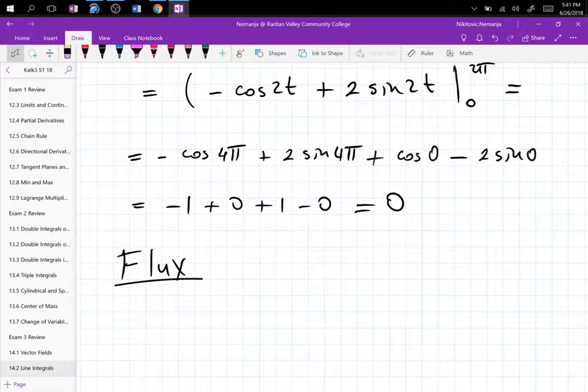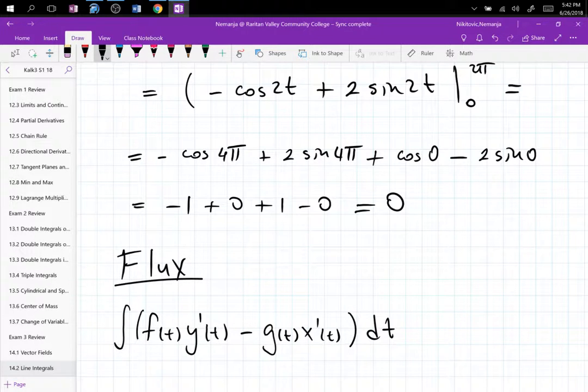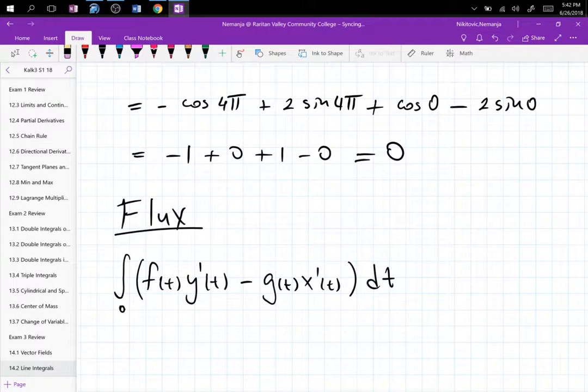Yeah. Okay. So what is the formula for flux? We have the integral of f of t y prime of t minus g of t x prime of t, everything dt from 0 to 2 pi. Well, I should put a to b and then figure the rest out.